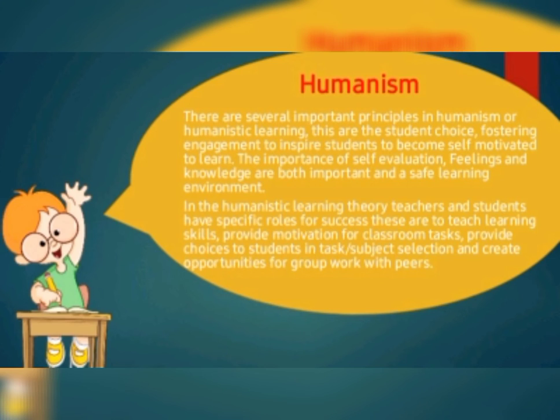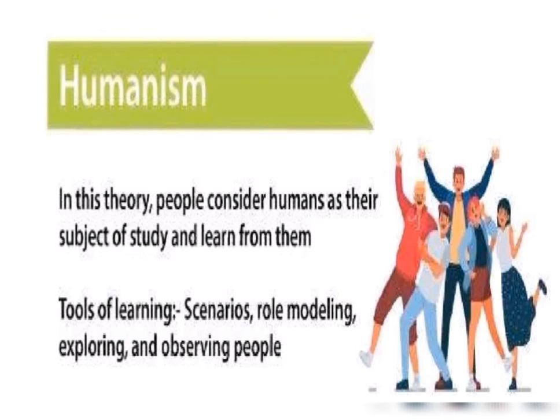In the humanistic learning theory, teachers and students have specific roles for success. These are to teach learning skills, provide motivation for classroom tasks, provide choices to students in tasks and subject selection, and create opportunities for group work with peers.